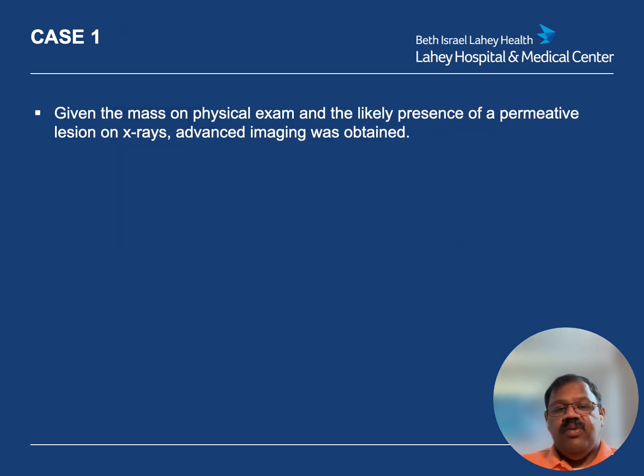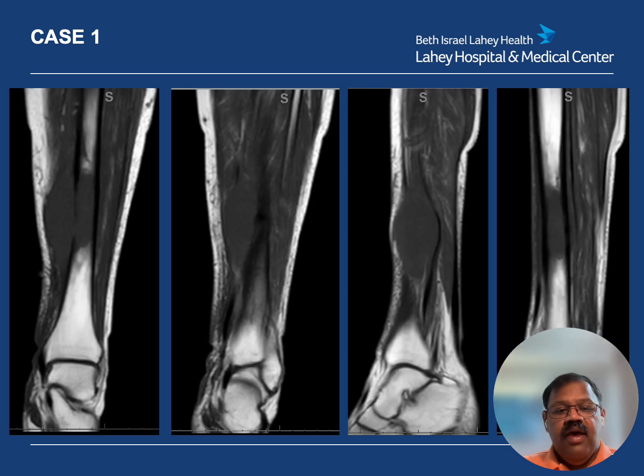So, given the mass that we were seeing on physical examination and the presence of a permeative lesion, we proceeded to obtaining advanced imaging just to get a better sense, since this was a new diagnosis and the patient had not formally received a diagnosis yet. So we got an MRI scan, and these are coronal and sagittal T1 weighted images.